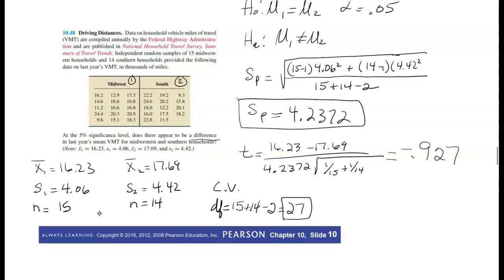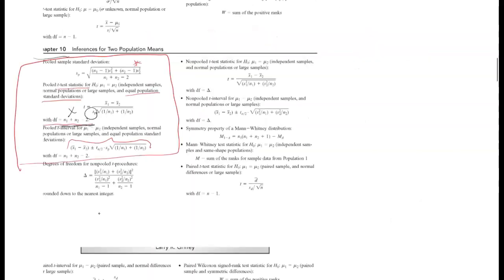Now, you need a t-table. Remember, we are doing, again, let's draw a picture. This is a two-tailed test. Our significance level was 0.05. That 0.05, because it's two-tailed, needs to be split into 0.025 on either side. So what am I really looking for? I'm looking for a t-value of 0.025 at 27 degrees of freedom.